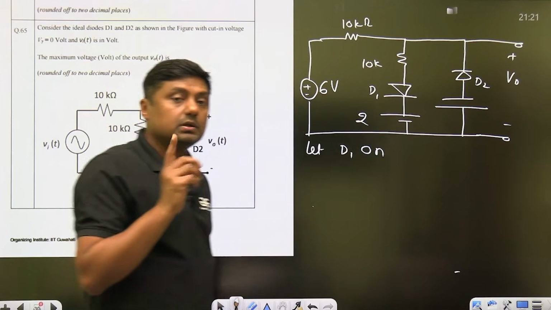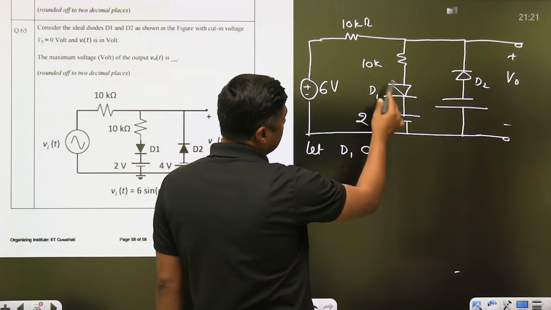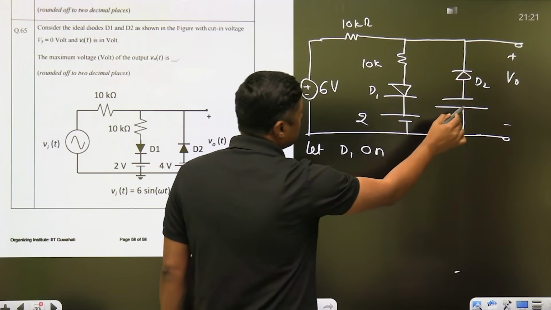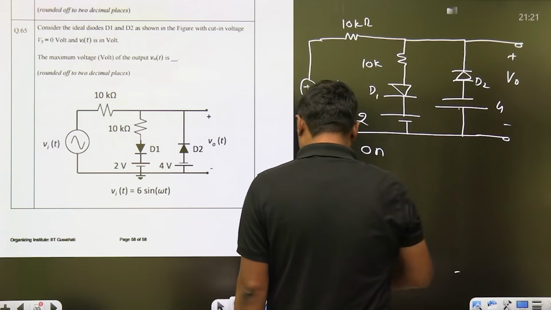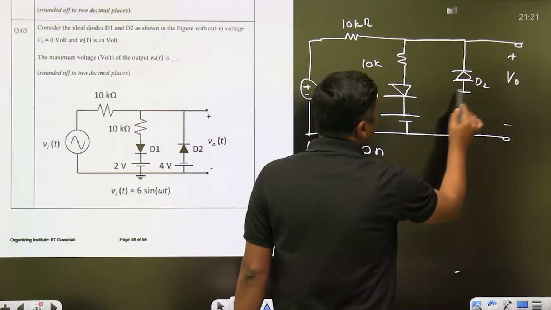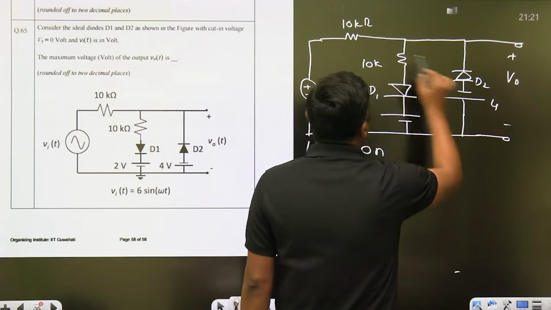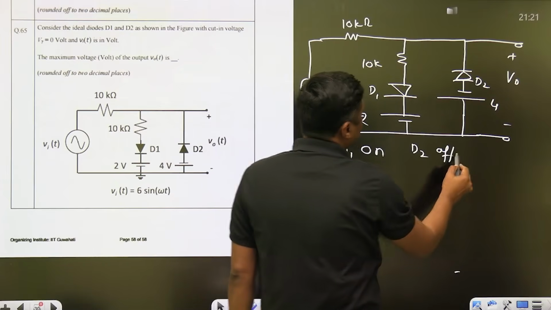Okay, this is the 6 volt case, guys. This is when the maximum, D1 is on. What about this voltage? It is connected to the positive terminal. This is the negative voltage, 4 volt, and that's why this diode is off. This diode is off because it is a negative voltage. Let D2 be off, right?